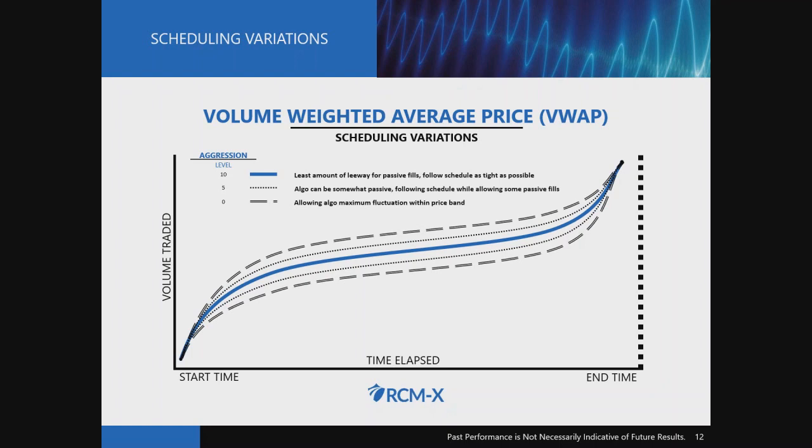The opposite of that would obviously be a 0, and those are the more thickly dotted lines, and that's allowing the algo maximum fluctuation away from that schedule. 5 is the default, which is in the middle, and that's what we start the algo at. That is kind of a best of both worlds, where it's staying on schedule, but it's also allowed to fluctuate a little bit from it.